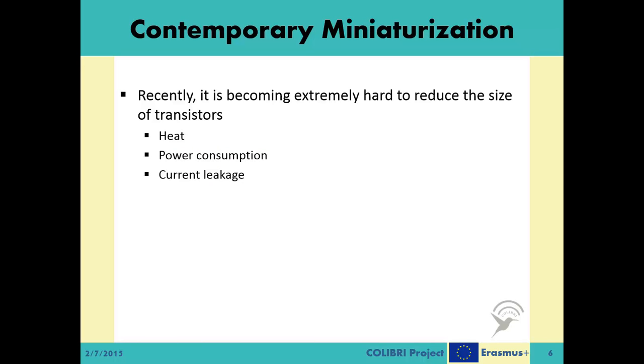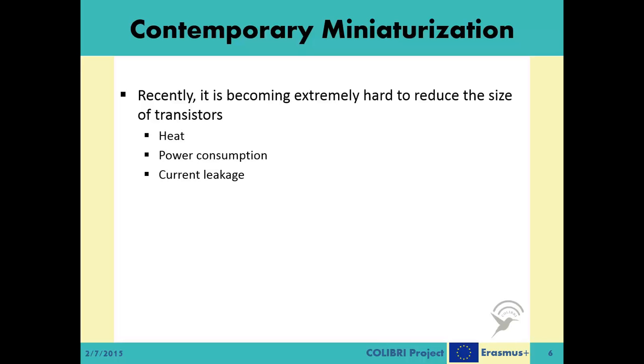Unlike the 90s and 2000s, recently it became much harder to reduce the size of a transistor and keep it economically feasible. The main issues preventing the microprocessor research in building smaller transistors are mainly threefold: inability to dissipate heat from transistors in an efficient manner, increased power consumption, and current leakage. It is argued that we might have reached the limit of Moore's Law's observation.